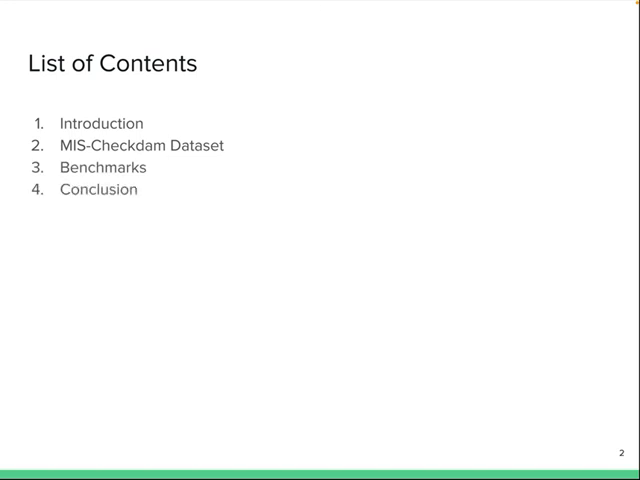I would briefly introduce the motivation for creating a novel dataset called the Minor Irrigation Structures Checkdam Dataset, mention its characteristics, compare it to other datasets and the challenges in object detection in aerial images, followed by the benchmark results in object detection and instance segmentation on our novel dataset.